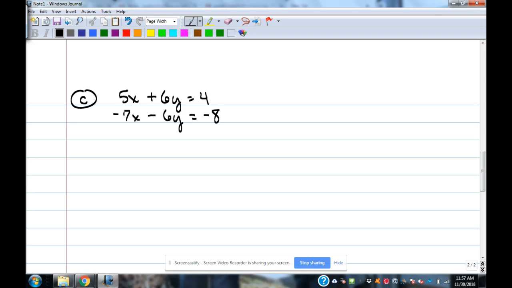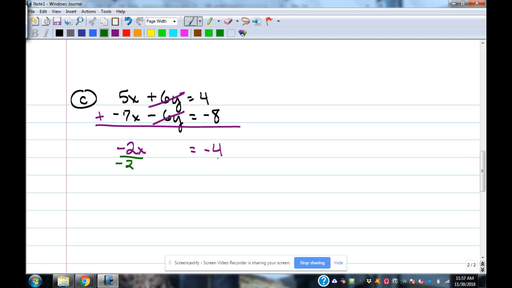5x plus 6y is equal to positive 4. The y's are going to cancel out. We got elimination on the y's because they're already opposites. We're always going to add the equations together. Okay, always add the equations. So 5x plus negative 7x. Negative 2x, good. 4 plus negative 8. Negative 4, good.